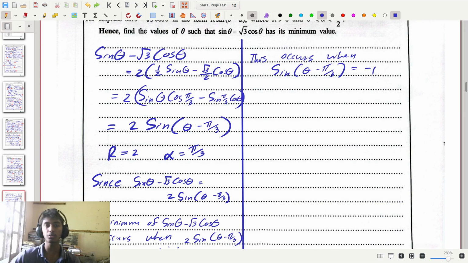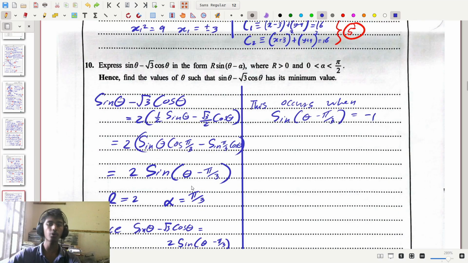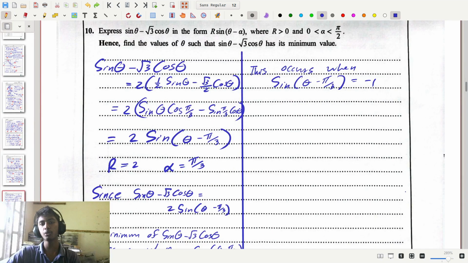The sine function oscillates between -1 and 1, and therefore the minimum value is going to occur when the sine of this angle is equal to -1. Because then you're multiplying -1 by 2 to get -2, and -2 is going to be the minimum value of this whole curve. So we are looking for sine of theta minus pi by 3 equal to -1.